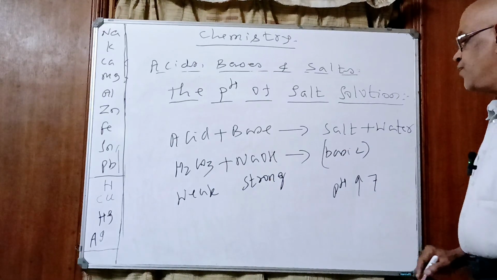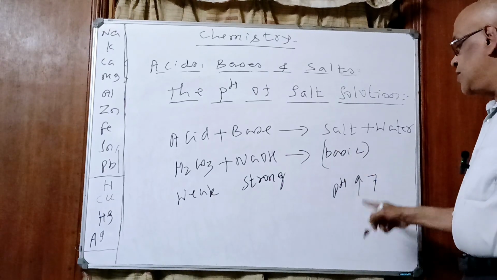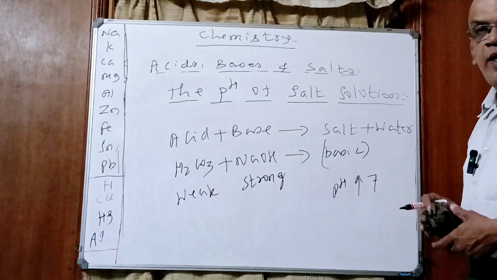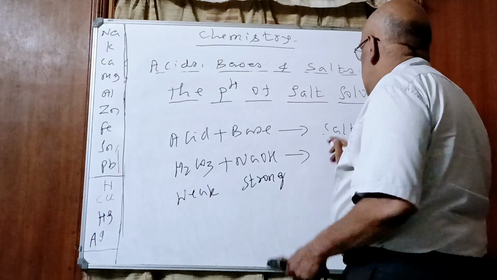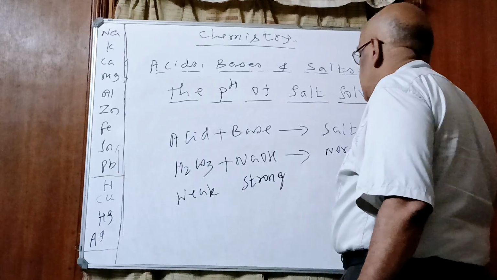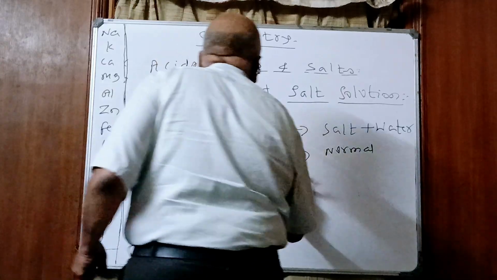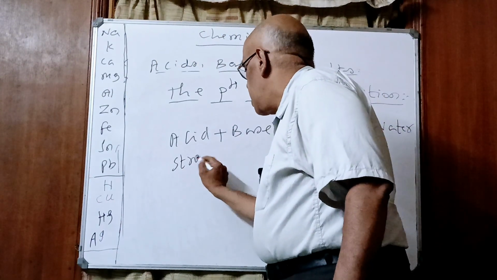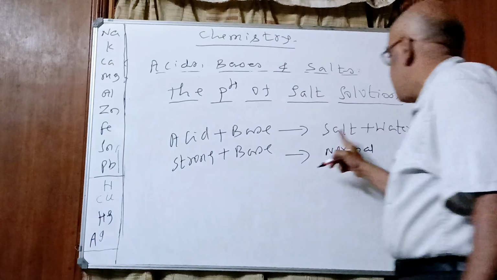More than 7. Exactly 7 is neutral. We discussed previously acidic salt, pH less than 7. Basic salt, pH more than 7. Yes or no? Yes. Then acidic salt, basic salt, normal salt. Salt can be normal. How is it possible? It is because of a strong acid and a strong base. The acid is strong. The base is also strong. Then the salt formed is what?